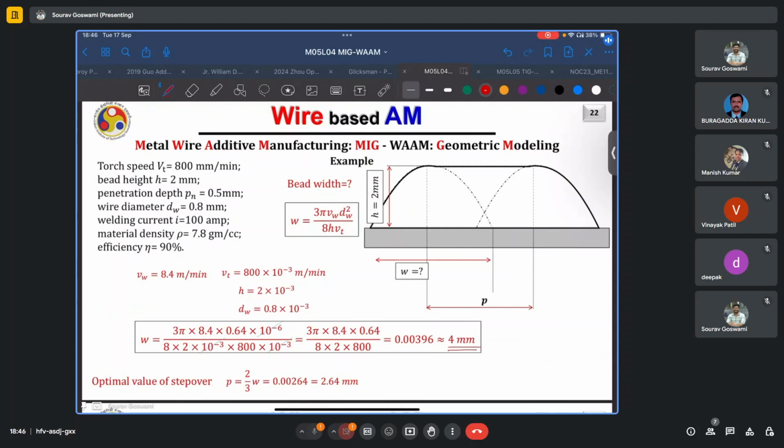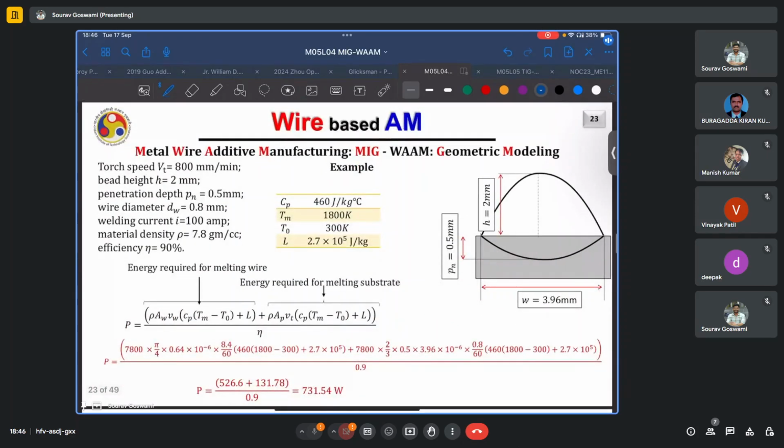Once W is known, as we saw from the geometric modeling, the optimal step over is simply two-third this width, all other assumptions remaining the same. So similar calculation is performed here. Two-third of the width comes out to be 2.64 mm.